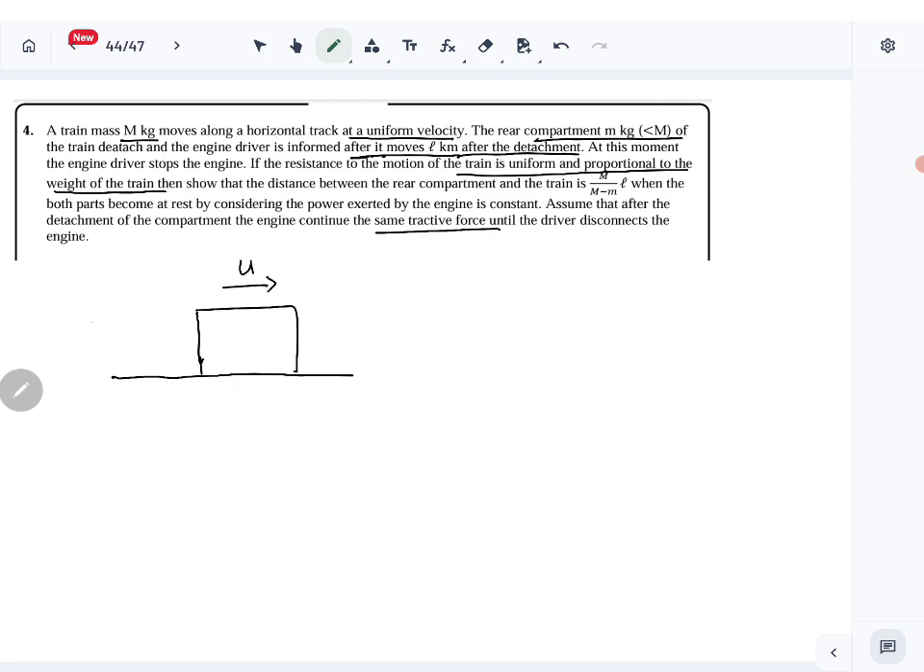Before detachment, the train goes with uniform velocity. And then the resistance is what? Some proportionality constant K, the weight Mg, and the tractive force we'll take as F. Because this is going with uniform velocity, the tractive force has to match the resistance. Those are the only forces, so that is the first equation we can come up with.